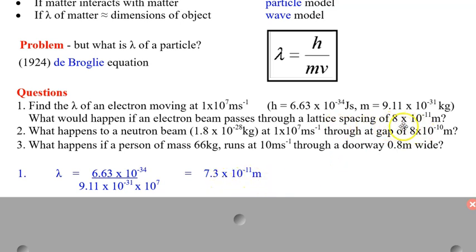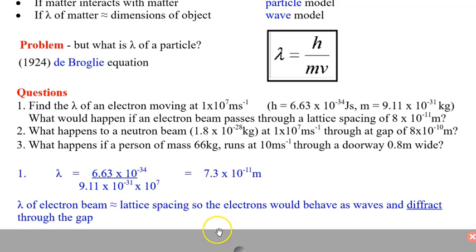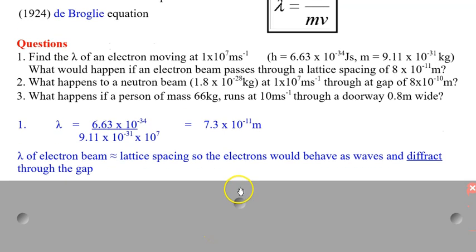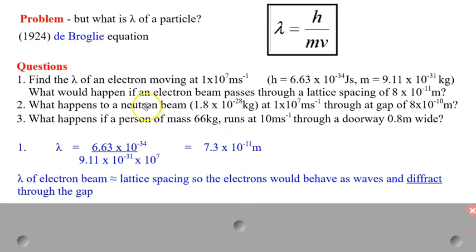The lattice spacing, that's the gap in this particular case, is 8 × 10^-11. But they're both 10^-11, that's the same order of magnitude. So we would say that we do get diffraction, and therefore in this instance, this beam of electrons is going to behave as a wave. So we could do this for some other examples.